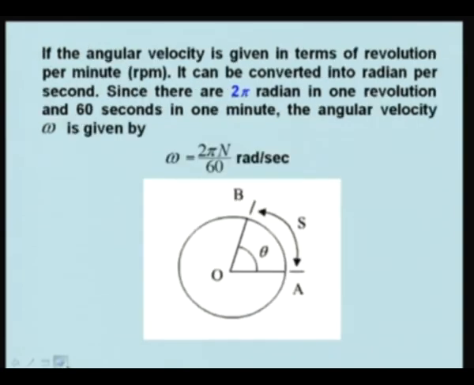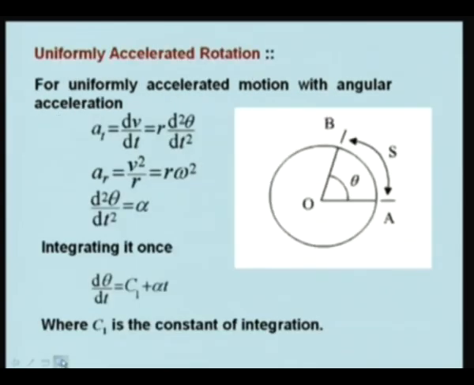If the angular velocity is given in terms of revolution per minute, that is RPM, most of the machinery items or motors will be specifying the revolution per minute. Say a motor rotates at 1450 RPM, like that. It can be converted into radian per second. Since there are 2 pi radian in one revolution and 60 seconds in 1 minute, the angular velocity omega is given by omega is equal to 2 pi N divided by 60 radian per second.